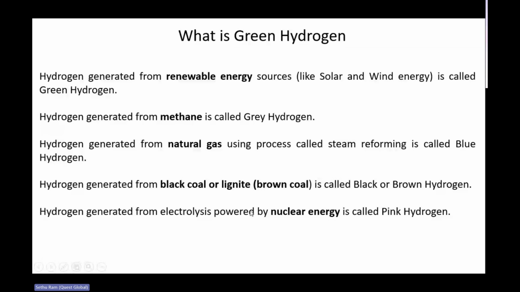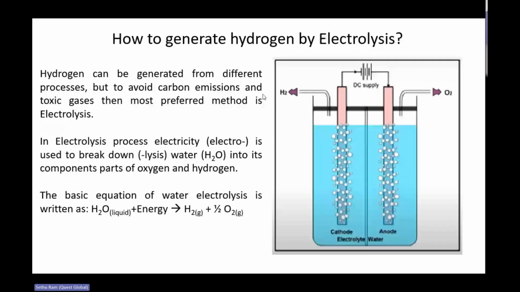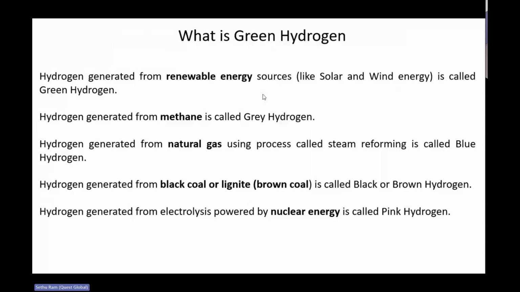So based on the sources or process, they name it differently, like green hydrogen, gray hydrogen, blue hydrogen, brown hydrogen. But more importance will be on green hydrogen because of zero pollution, zero toxic gas emission. So the entire world is now moving towards R&D, giving preference to generating hydrogen based on solar and wind. So now we come to know how to produce hydrogen with the help of solar or wind.